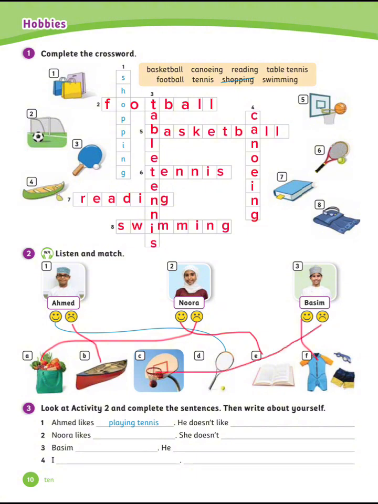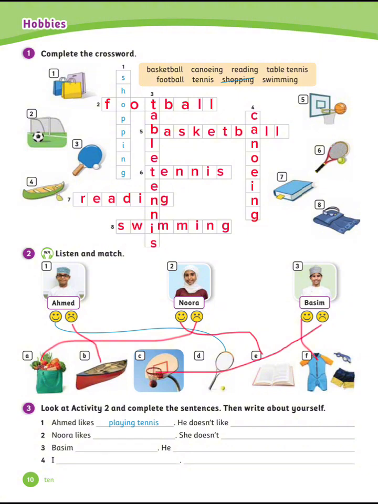I never play basketball. Now, let's move to exercise number 3. Look at activity 2 and complete the sentences. Then write about yourself. In this exercise, you will write about the things that Ahmed, Noura, and Basim like and don't like. Number 1. Ahmed likes playing tennis.